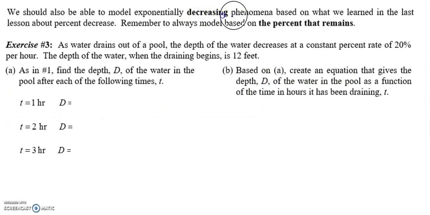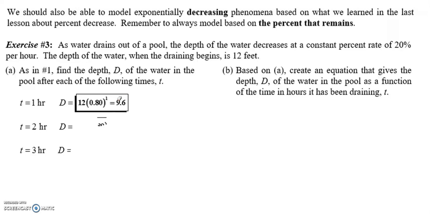On this one, we're going to do basically the same thing, but we're going to look at decrease, or decay they call it. So you can see we have water draining out of a pool, so it's going down. The depth decreases at a constant rate of 20% per hour, and when it begins, it's at 12 feet. This is the same thing we've been doing as model example number 1. So we started at 12 feet. We are losing 20%, so therefore 80% is going to be the remainder. That's why we're multiplying it by the 0.8 right there. And then when you do that, you get 9.6.